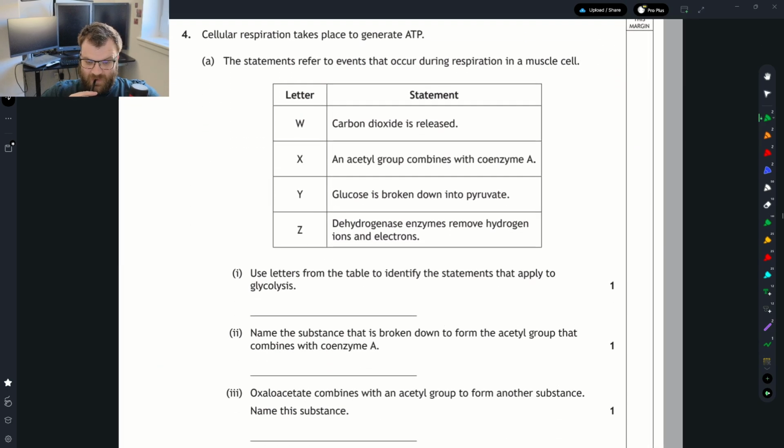We're asked about glycolysis first of all. Same statement, so there's going to be more than one. So in glycolysis, glucose is broken down into pyruvate. That will be Y. Carbon dioxide released is happening in the citric acid cycle. Acetyl is part of the citric acid cycle, but we're needing the dehydrogenase enzymes to remove the hydrogen ions and electrons, pass them to NAD, moving that forward to the electron transport chain.